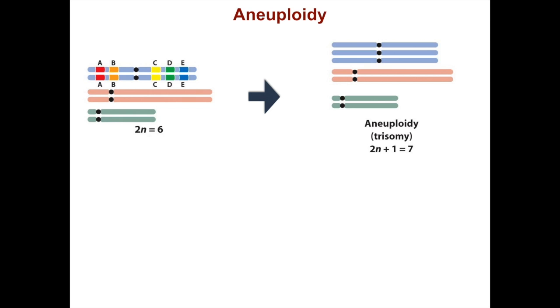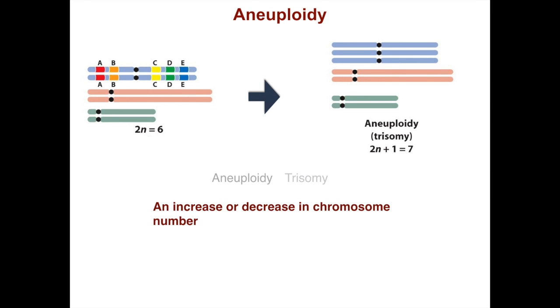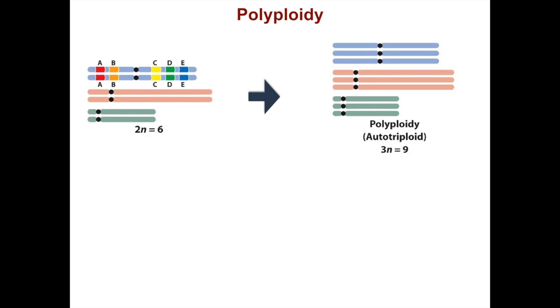Aneuploidy involves an increase in the copy number of a particular chromosome. For example, here you see there's a trisomy, so there's 3 copies of one of the chromosomes. So 2n plus 1 equals then 7. So all aneuploidies are an increase or decrease in chromosome number. And this could be 1 or 2 or 3 chromosomes that are affected, for example.